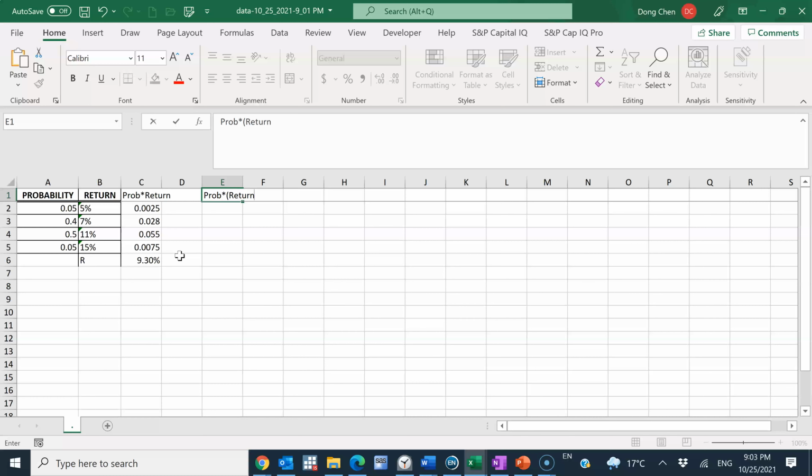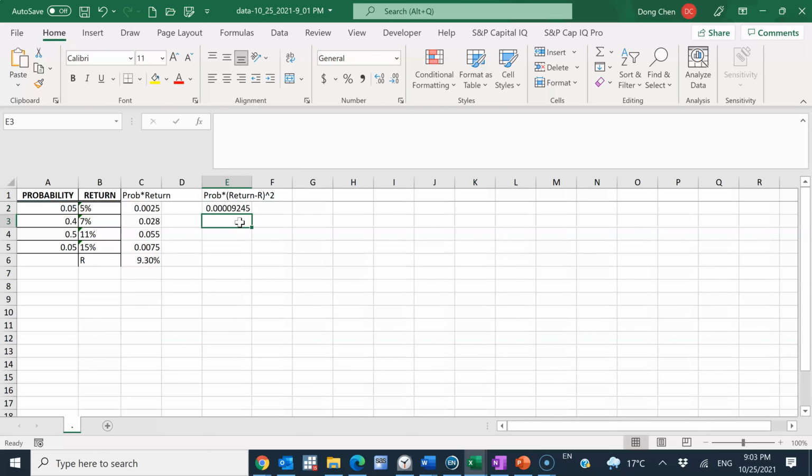return minus R. This is the deviation. Return is each individual return, and minus the expected return. That's the deviation. And then take the square. So that equals the probability, and then times the return minus the expected return, raised to the power of 2.